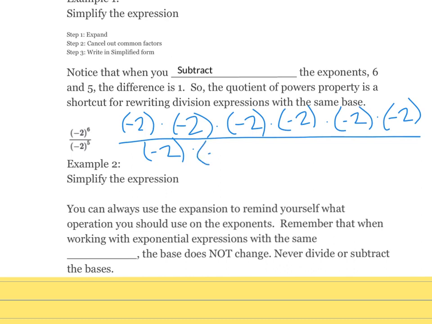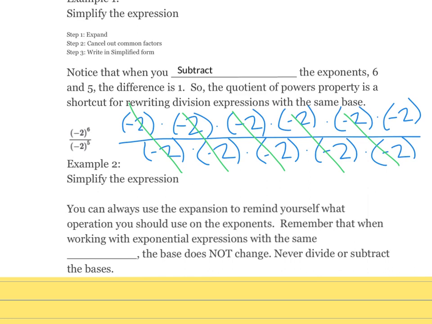1, 2, 3, 4, and 5. Okay. Now, step 2 is that we cancel out the common factors. And remember, a common factor is just saying a negative 2 and a negative 2. They have that in common. A negative 2 and a negative 2. Boom, boom, and boom. And what are we left with? 1, negative 2. That can be written as negative 2 over 1, but the simplified version would be just negative 2.